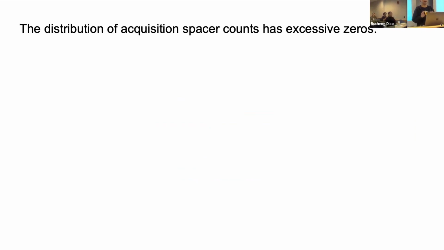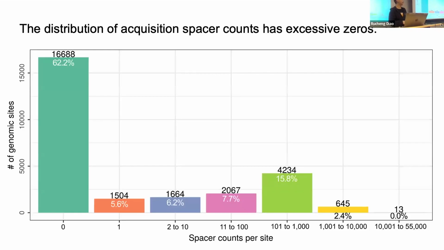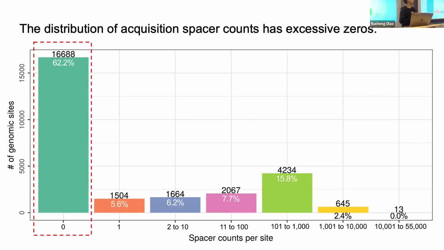To build a regression model, the first thing we want to check is the distribution of the spacer count. What does it look like statistically? So we take the spacer count and count the number of genomic sites at a certain spacer count within different intervals shown on the x-axis. Here is the bar chart showing the spacer counts in different bins. And very strikingly, we notice there's an excess of 0 spacer counts.